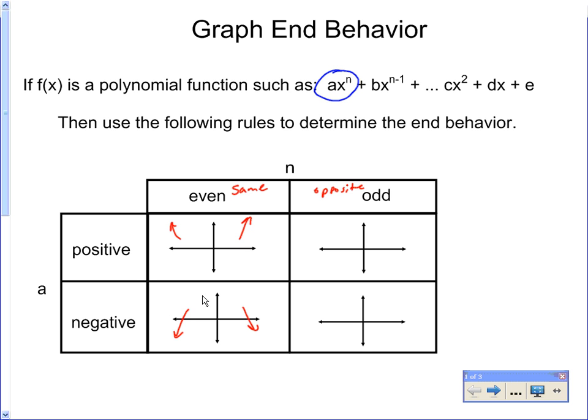Now in between here, we can have lots of curves and things like that, but the end behavior is this. If n is odd, then we're going to have opposite end behavior. So if I put in a large positive, I get out a large positive. If I multiply it by a positive, it stays positive. If I multiply a large negative by a positive, it stays negative. And if a is negative, it's going to reverse these two. So I get that end behavior.